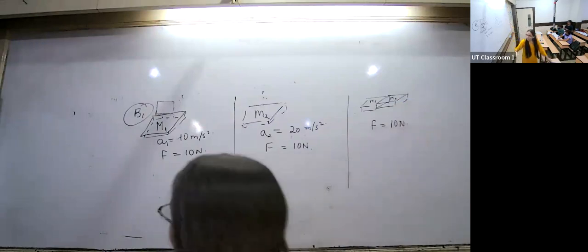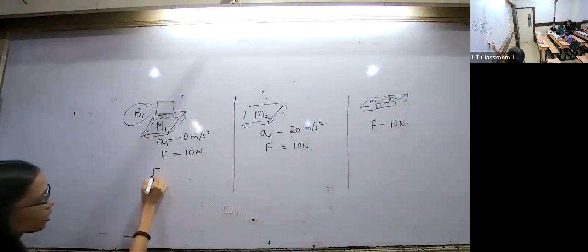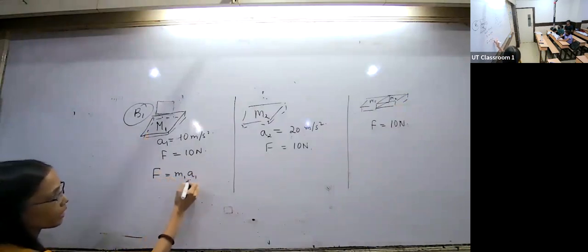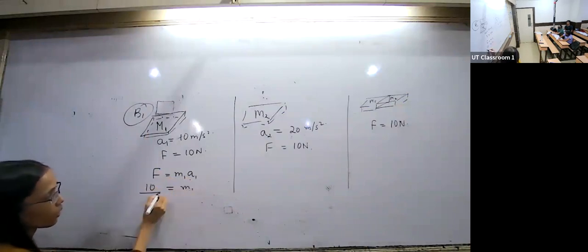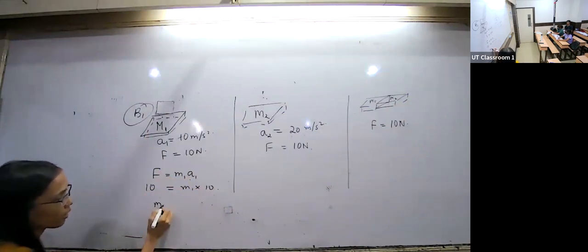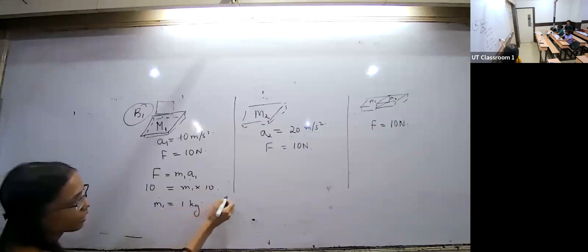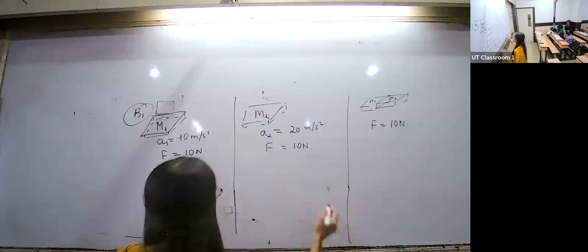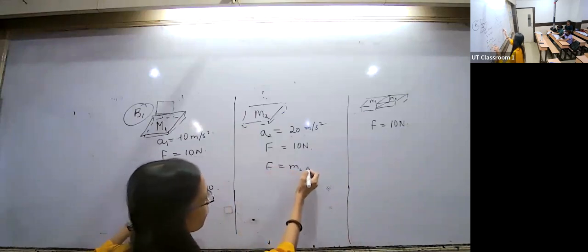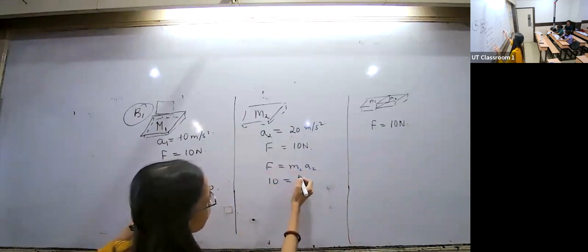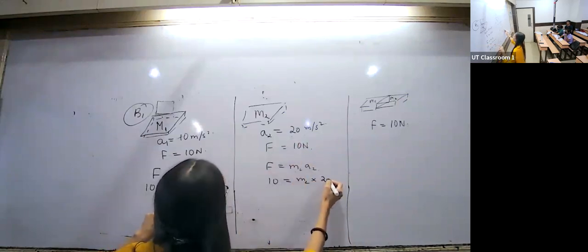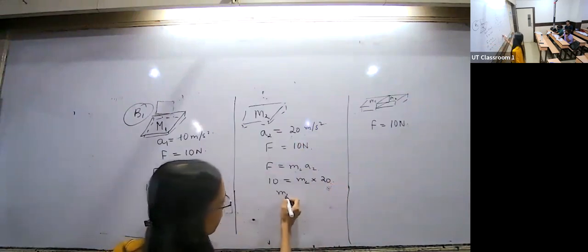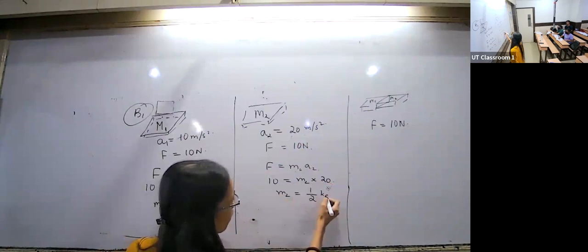So in the first case, you have to find m1. Force is given by mass into acceleration. Force is 10 Newton. m1 is given by 10 divided by the acceleration, which is 10. So m1 is 1 kg. Here, m2: force is equal to m2 times a2, 10 Newton. What is m2? I need to find that. What is a2? 20 meter per second square. So m2 becomes 1 by 2 kg, that is 0.5 kg.